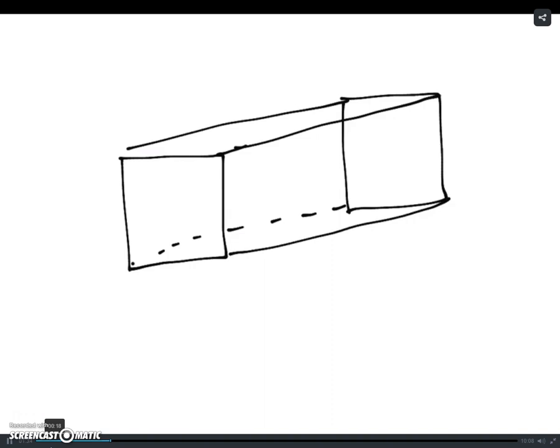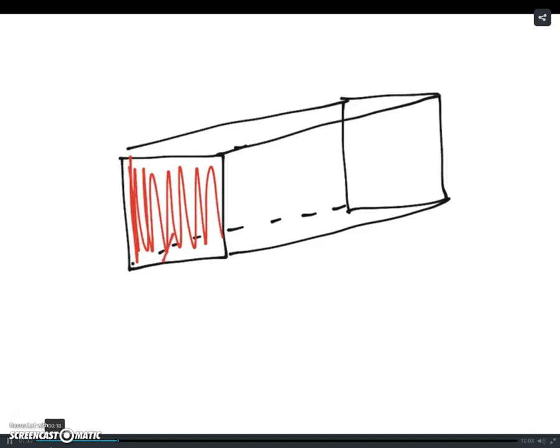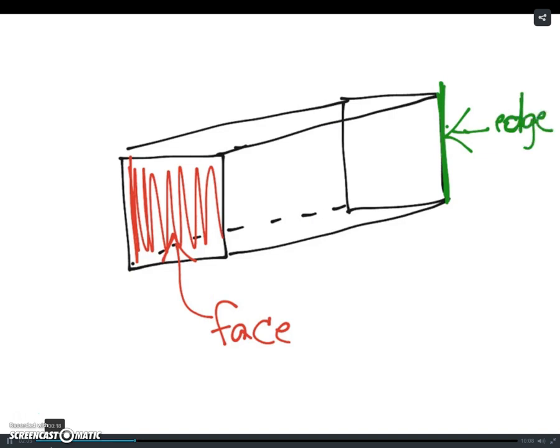And so on any of our polyhedron, we are going to have the flat surfaces, and every flat surface is going to be called a face. And so this would be a face. And on square and rectangular prisms, they have 6 faces. Everywhere that two faces join, you make a line, and that's going to be called an edge. So if you're imagining a box right now, this would be the edge of the box.